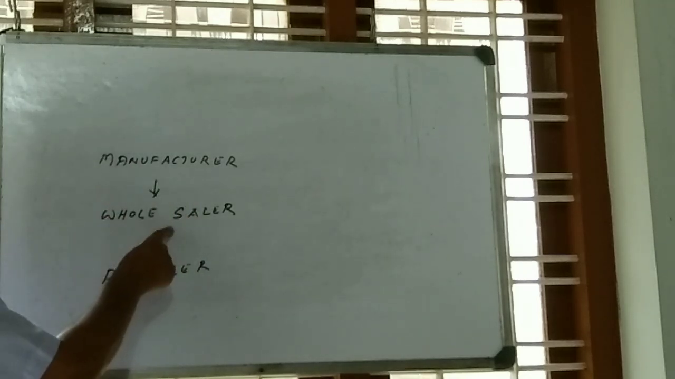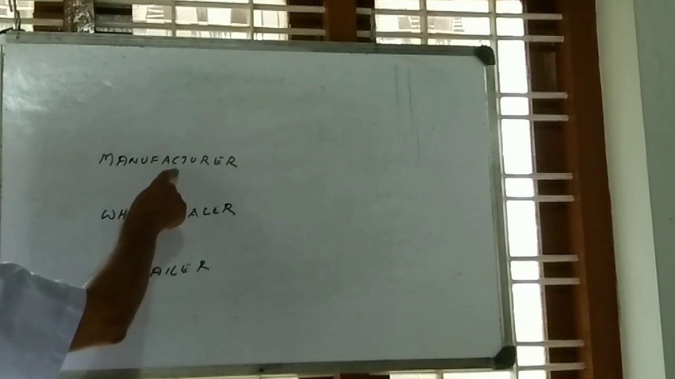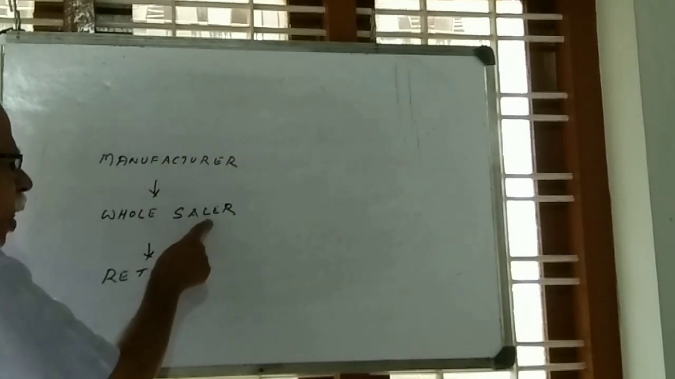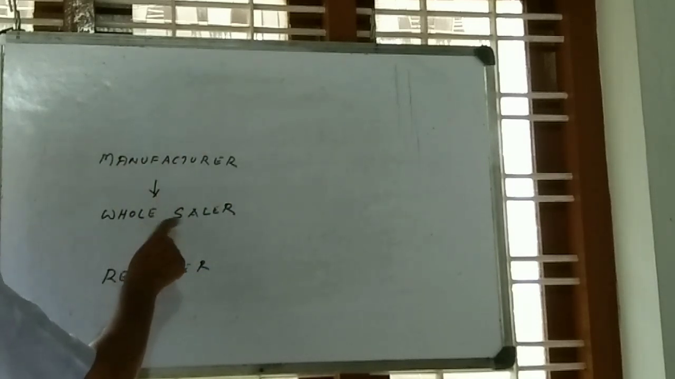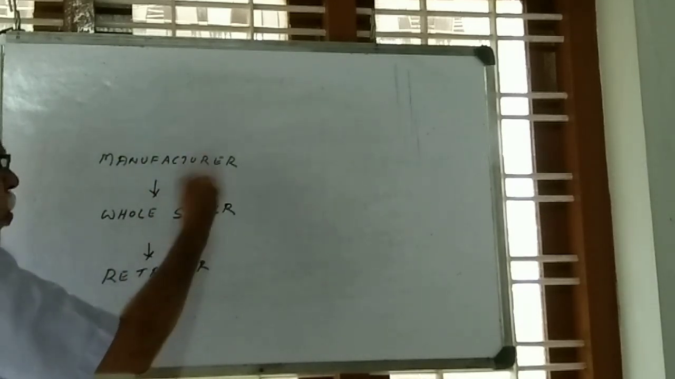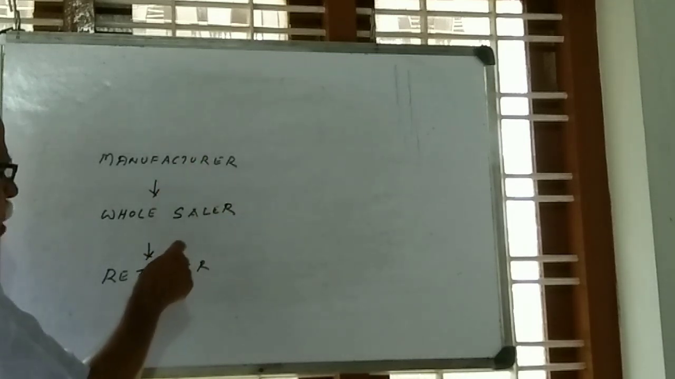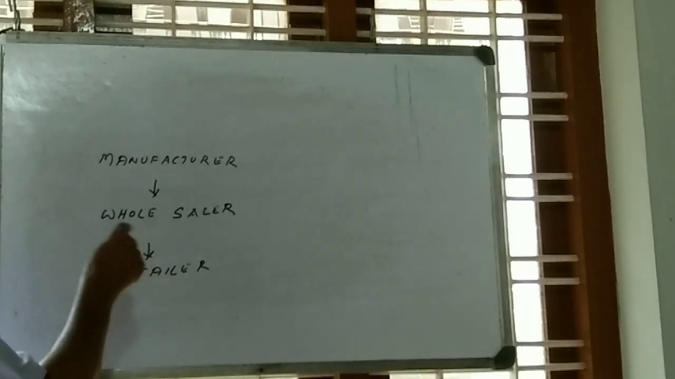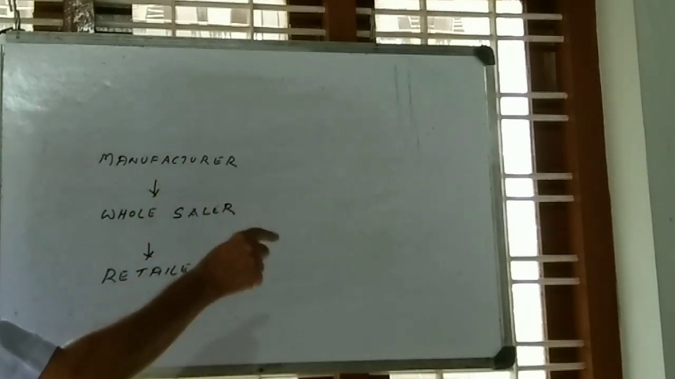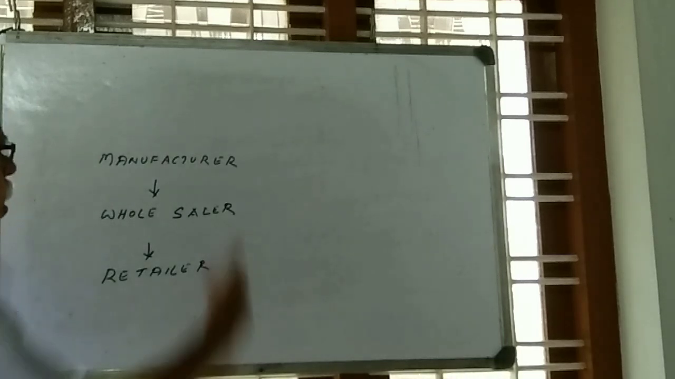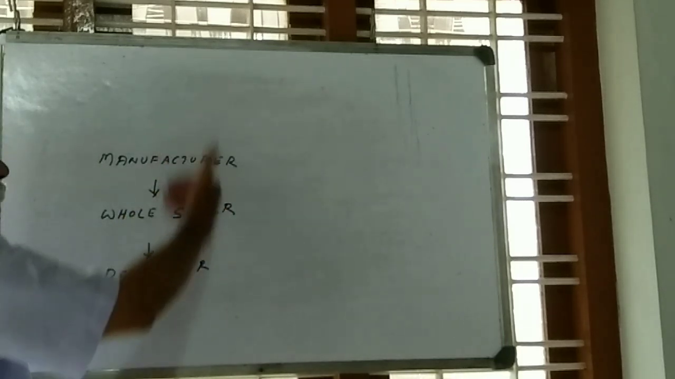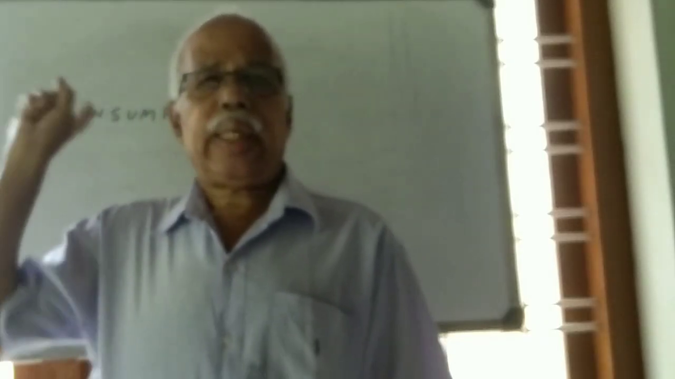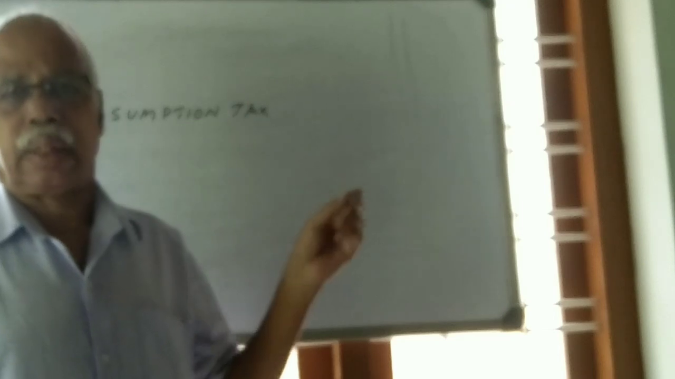Manufacturer, wholesaler, retailer. The manufacturer will charge central excise to the wholesaler. The wholesaler, in addition to central excise, will charge VAT to the retailer. The retailer will charge VAT to the ultimate consumer. So it is amounting to double taxation.